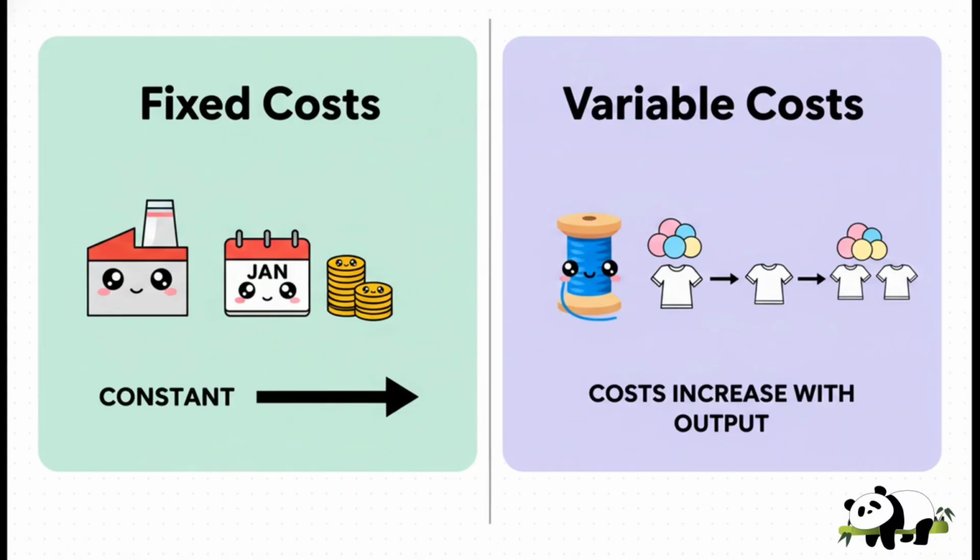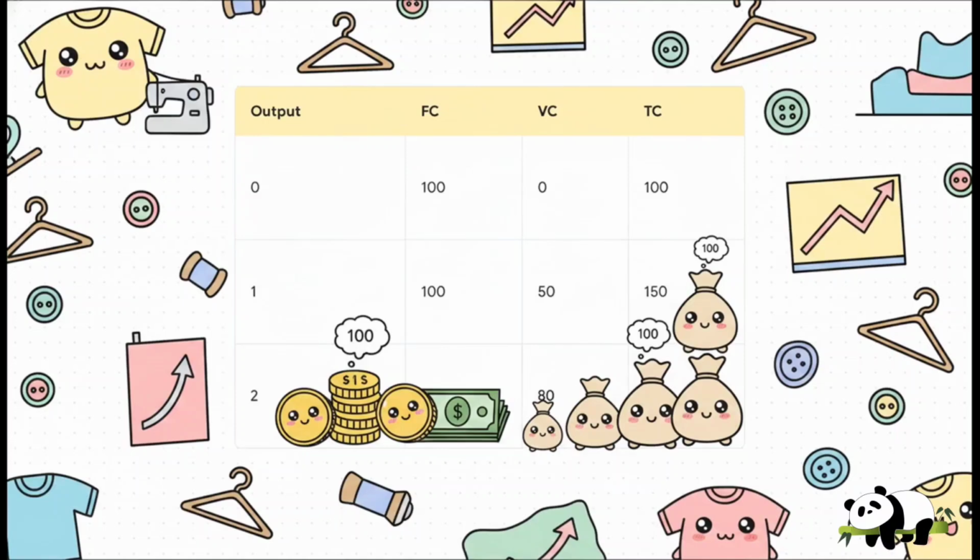You've got your fixed costs, think of the rent for his factory. He has to pay that same amount every month, whether he makes 100 shirts or 0 shirts. Then you have the variable costs. This is the fabric, the thread. The more shirts he makes, the more of this stuff he has to buy. Simple, but absolutely critical. And this little table here just lays it all out perfectly.